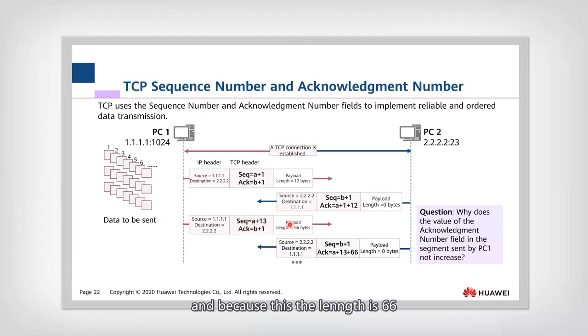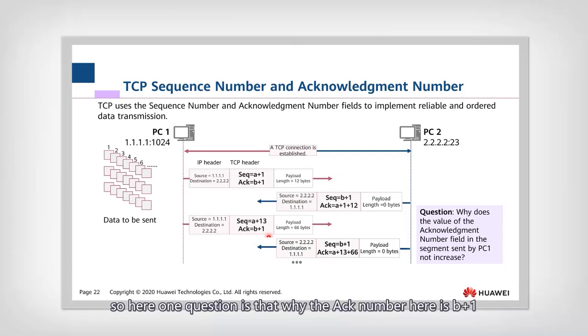Because the length is 66, if the receiver receives this packet correctly, it will tell PC1 that the next byte I'm expecting is A plus 13 plus 66. So there's one question. If I look at the data transmission from 2 to 1, how shall we analyze it? Yes, we should analyze this sequence number and this ACK.